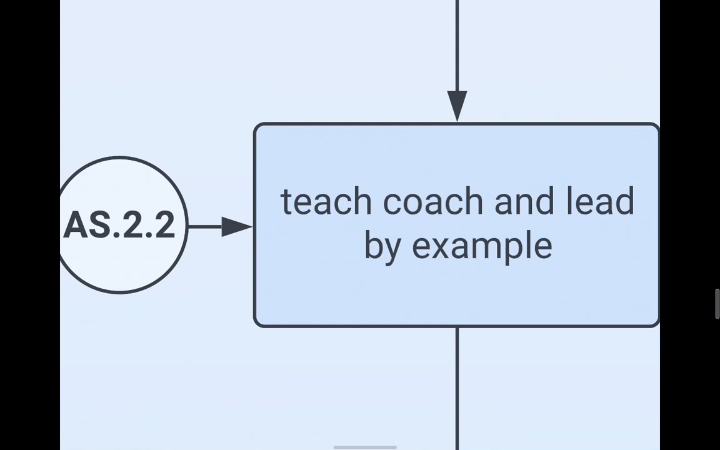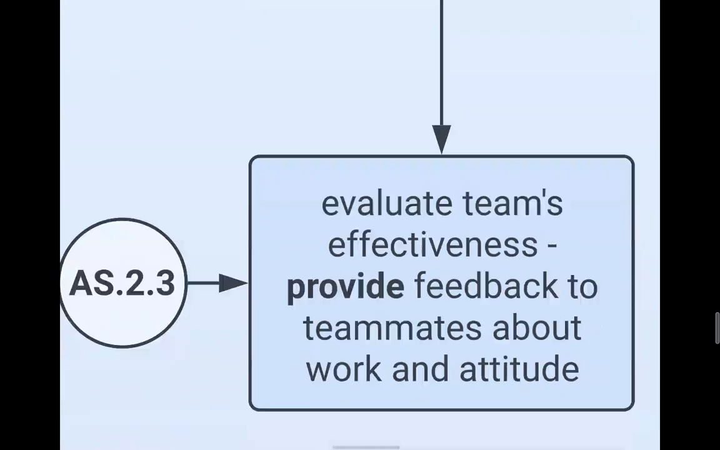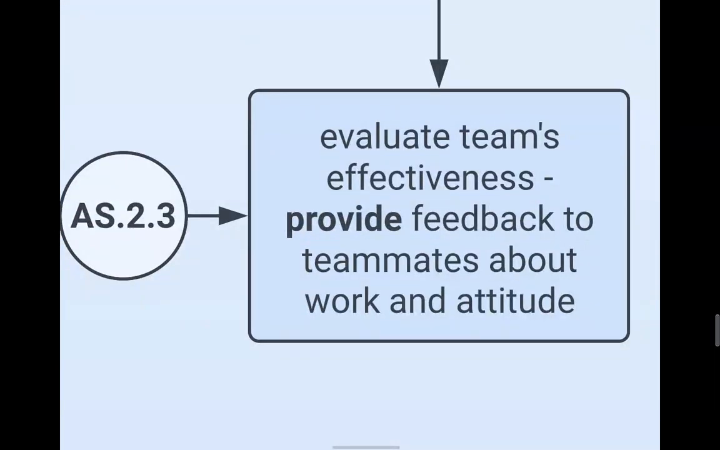AS 2.2 is teach, coach, and lead by example. The product and process leads come to mind, but it's not only for those students. AS 2.3, evaluate the team's effectiveness, provide students feedback about work and attitude. This is about students giving feedback to each other. This is about providing feedback. Things like 4 corners, I wish, what if, rose, thorn, bud, all those from the field guide work here.